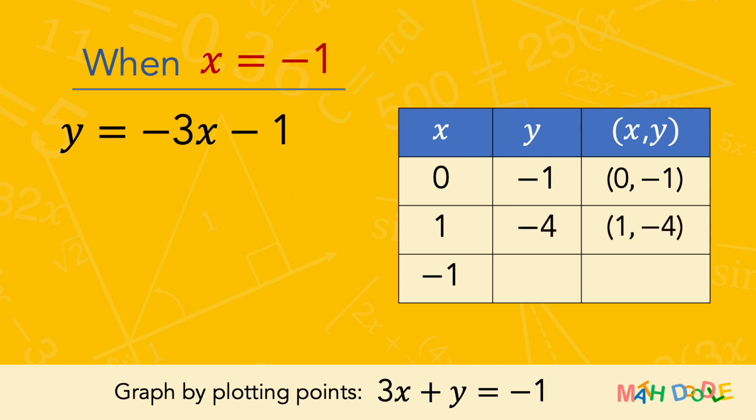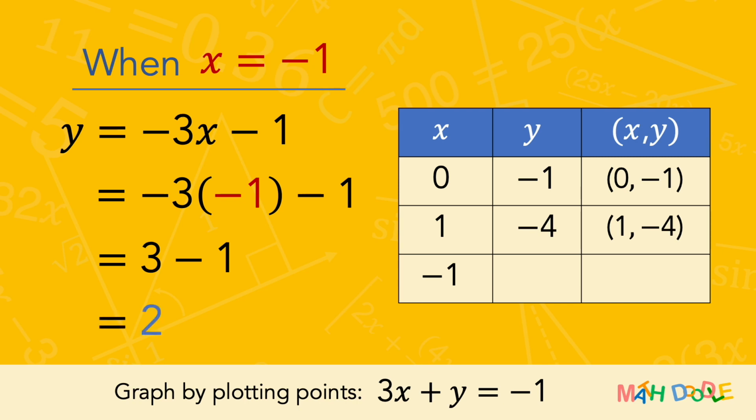Next, to find the value of y when x is -1, we are going to substitute -1 for x. -3 times -1 is 3. And 3 minus 1 is 2. So, when x is -1, y is 2. This tells us that the line of the equation passes through the point -1, 2.